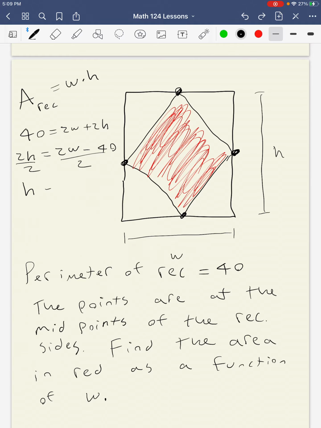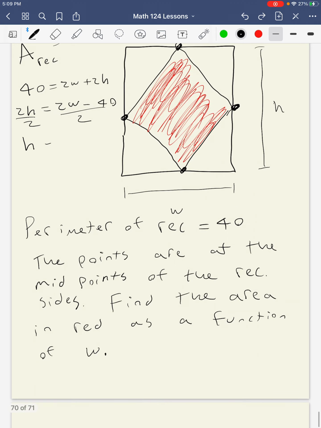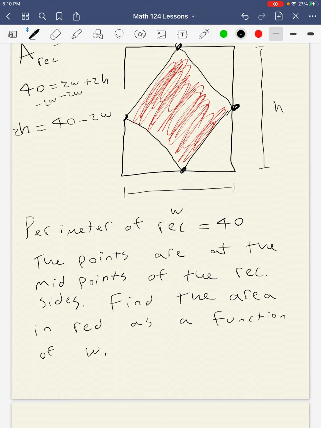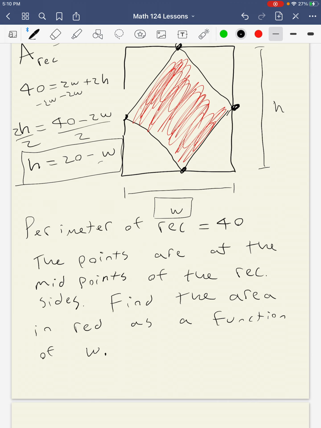Or sorry, I made a mistake there. Sorry about that. We minus the 2w over. I wrote that backwards. We get 2h is 40 minus 2w. Sorry about that. And then we divide the 2 over. h is 20 minus w. Okay? So we have a formula for h as a function of w.